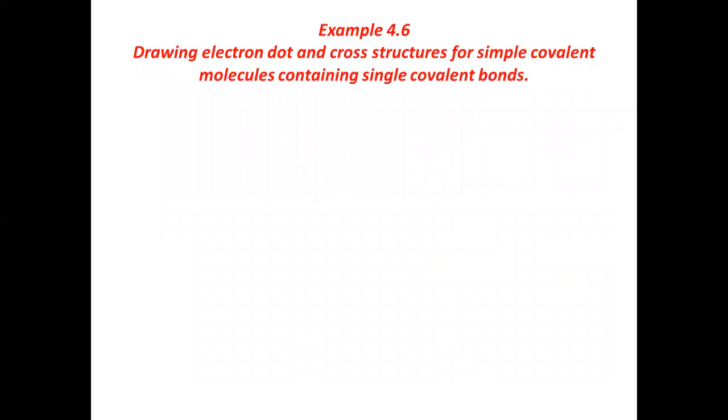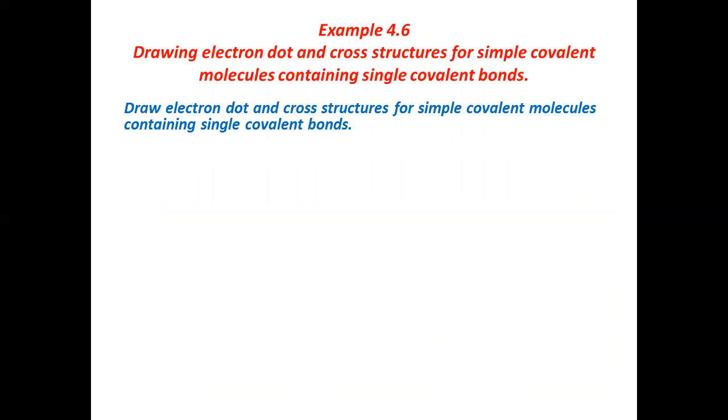Example 4.6, drawing electron dot and cross structures for simple covalent molecules containing single covalent bonds. So we have to draw the structure of molecules, and which structure? Electron dot and cross structure. Electron dot and cross structures are also called Lewis structure. So you can say that to draw electron dot and cross structures for simple covalent molecules containing single covalent bonds, or we can also call it Lewis structure of covalent compounds or covalent molecules.